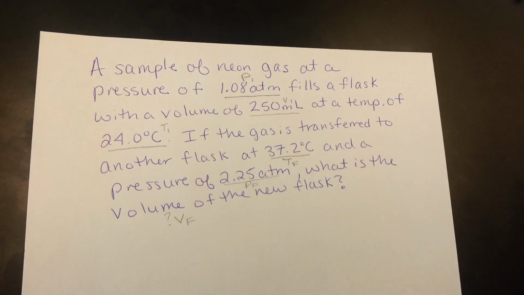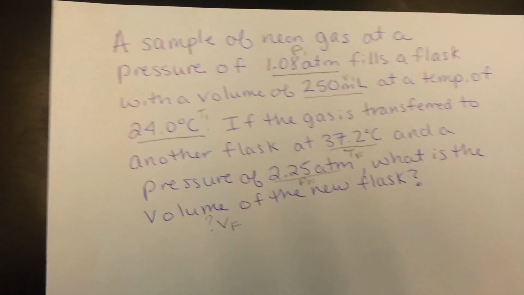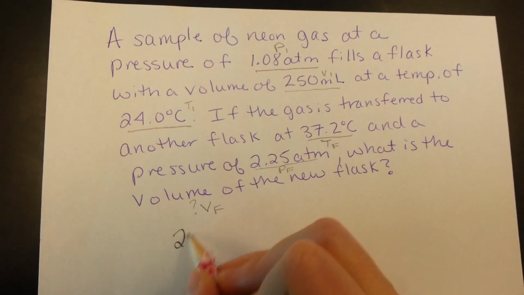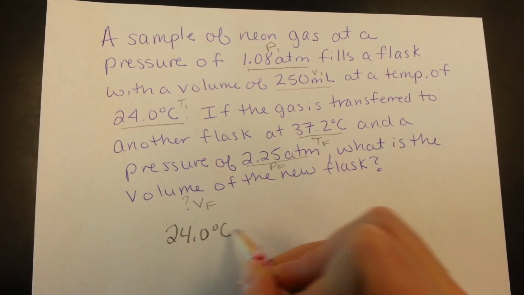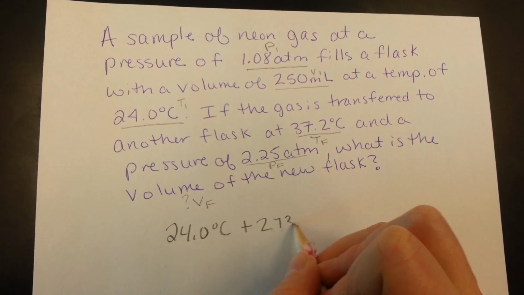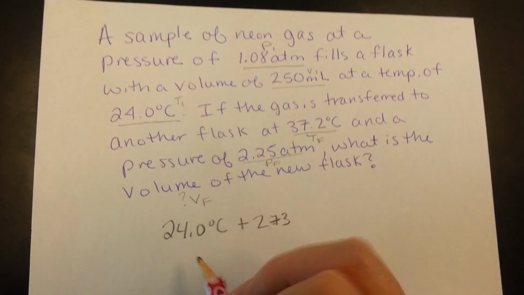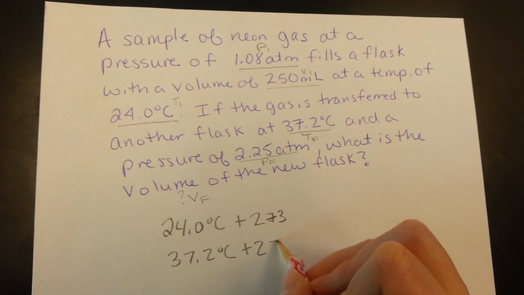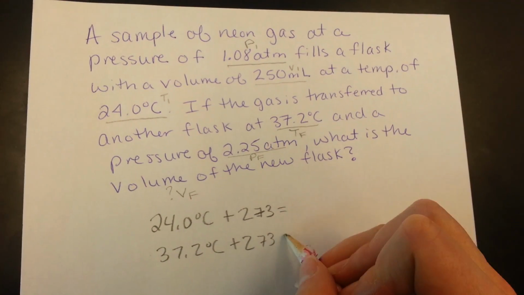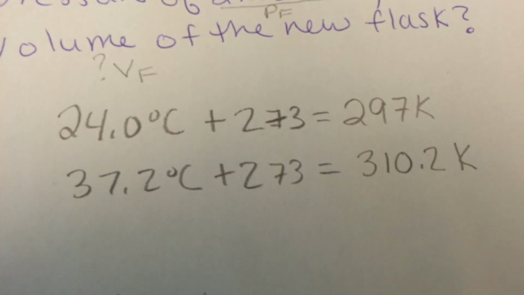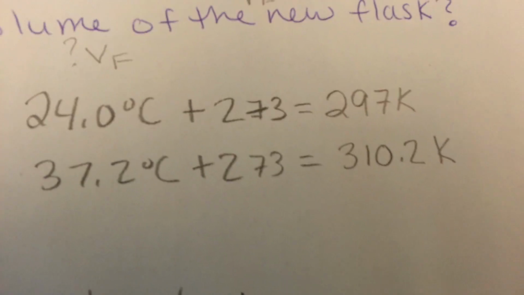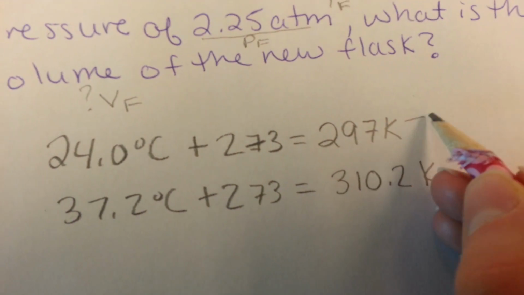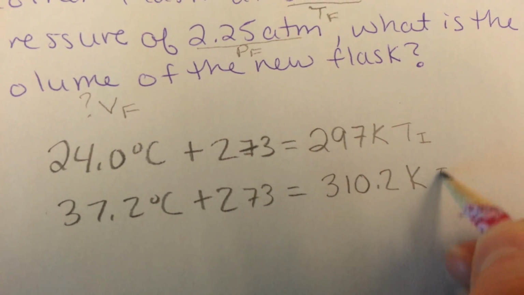Now, one of the first things you should notice is those temperatures are not in Kelvin. So step 1, change those temperatures to Kelvin. So we take our 24.0 degrees Celsius, we're going to add that to 273. Then we're going to take the 37.2 degrees Celsius, add that to 273 to get our 2 new Kelvin values of 297 Kelvin and 310.2 Kelvin. So this is our T initial, T final.